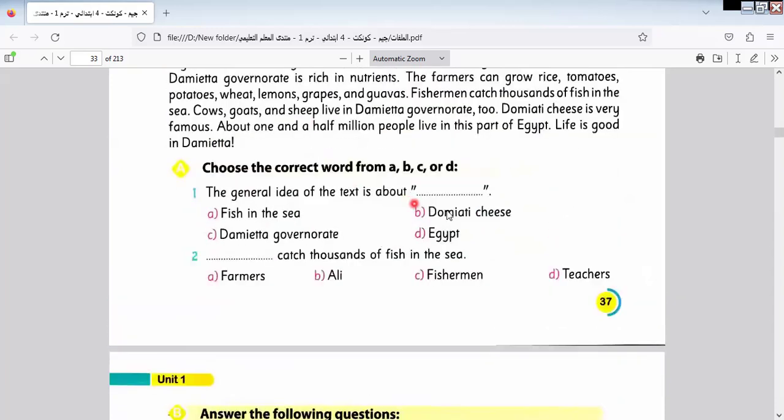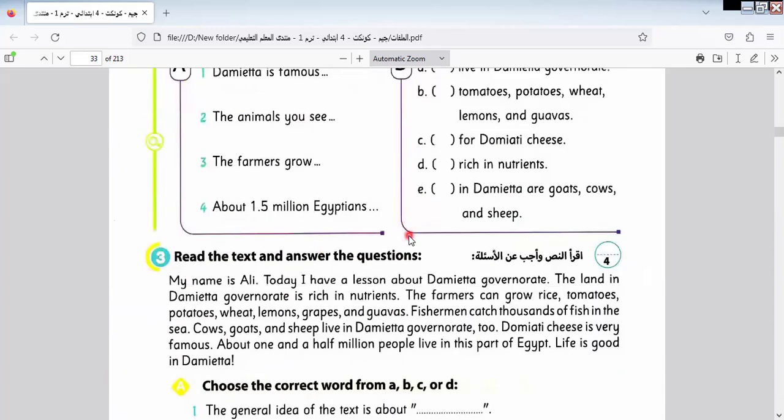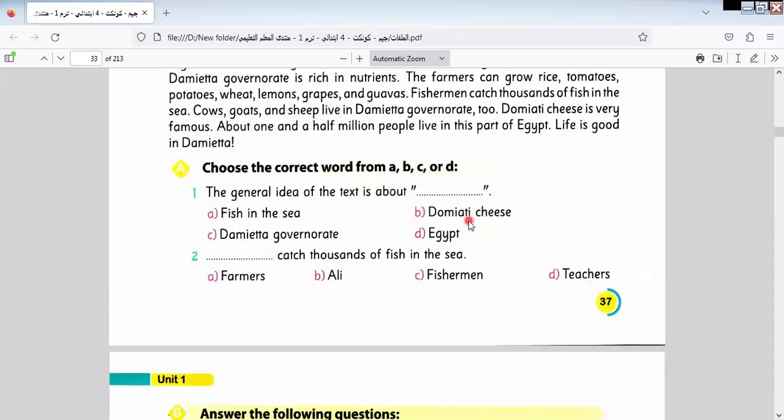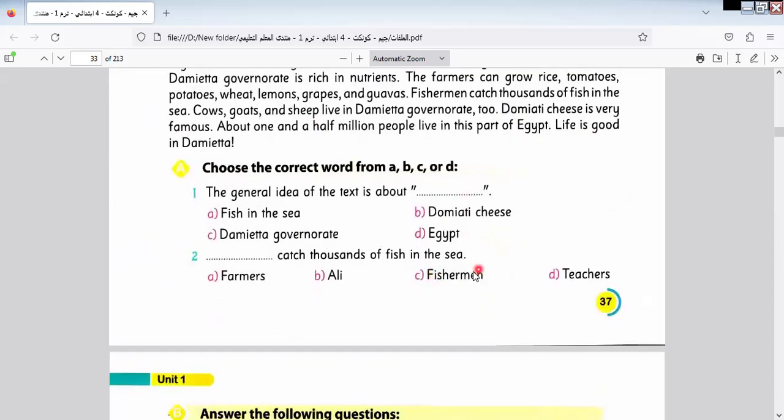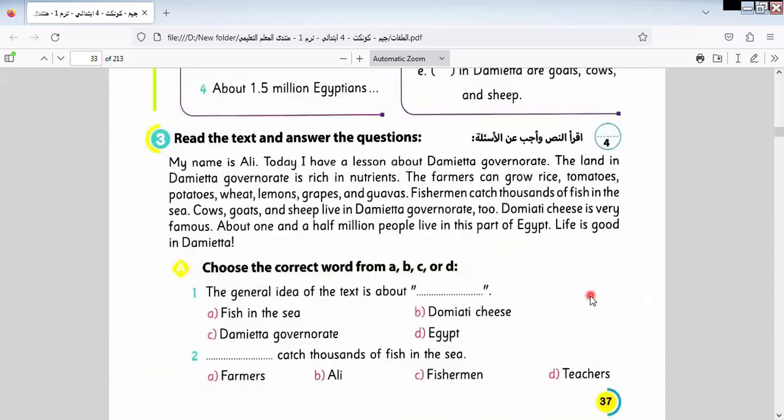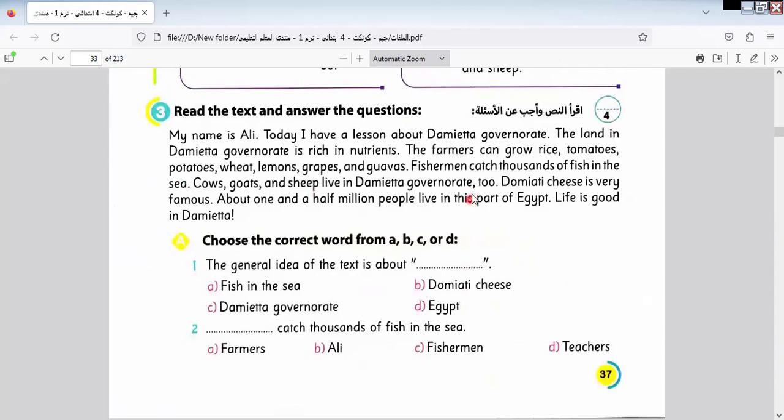The general idea in this text is about Domyat Governorate. So here we talk about Domyat Governorate, not a special thing. Who catches thousands of fish in the sea? Which one does this task? Can you guess with me? Farmers, wrong. Ali, wrong. Teachers, wrong. Who is doing this? Catch thousands of fish. Fishermen. So I select this one.